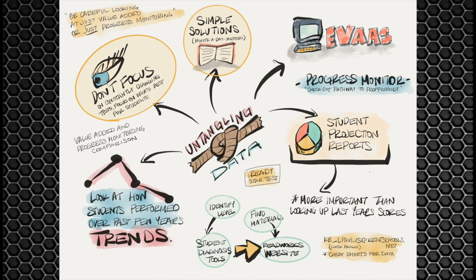This next session was about untangling the data, and there was a lot of information in it, really valuable, but some of the biggest takeaways are that we need to look at not just our value-added scores, but progress monitoring. When we look at the two of those over several years, we're able to get a better idea of what each student is capable of and what we need to work with them on in order to get them to be successful on upcoming state tests. We're able to access all of this through the EVAS website.